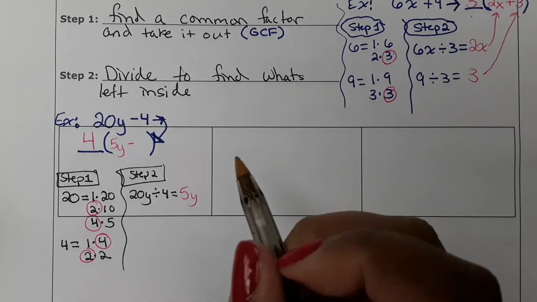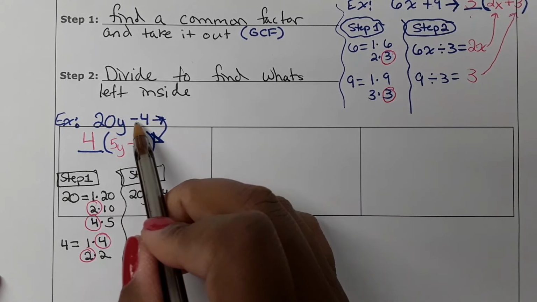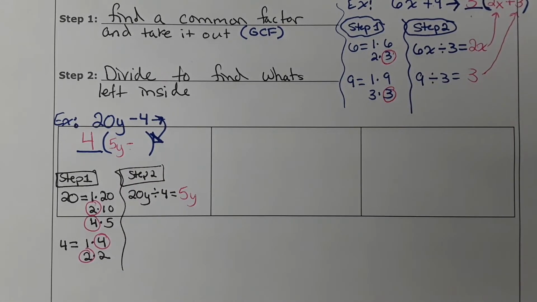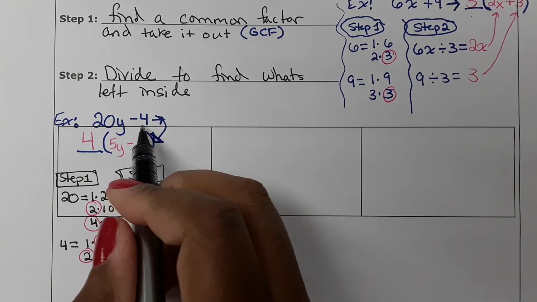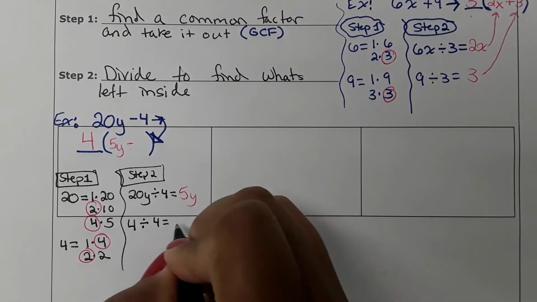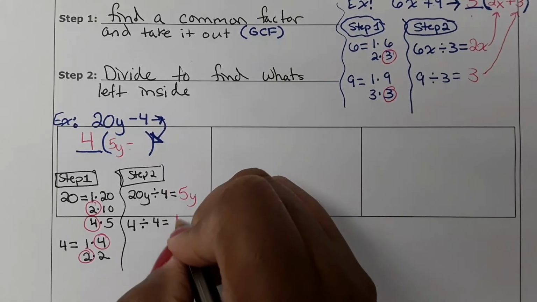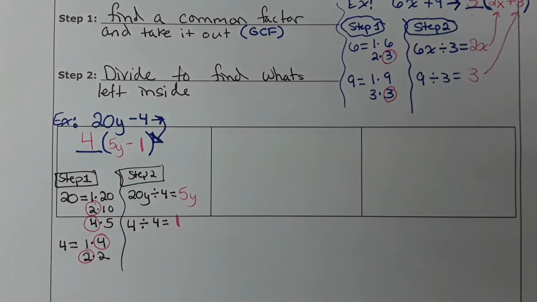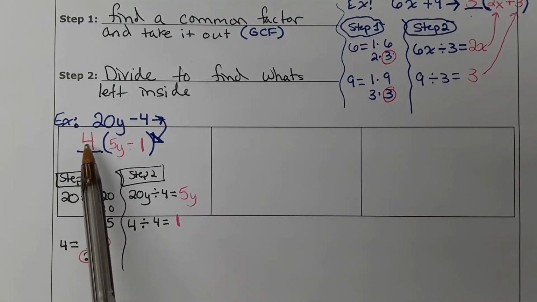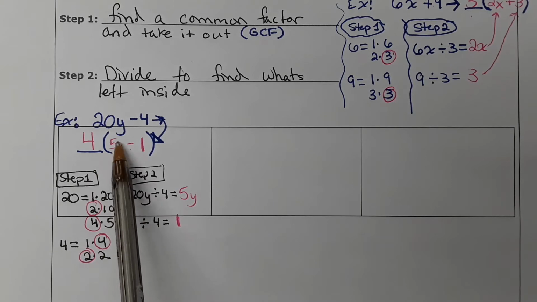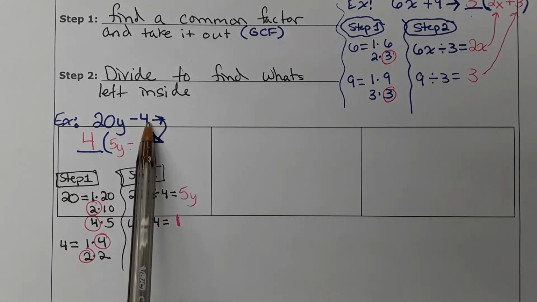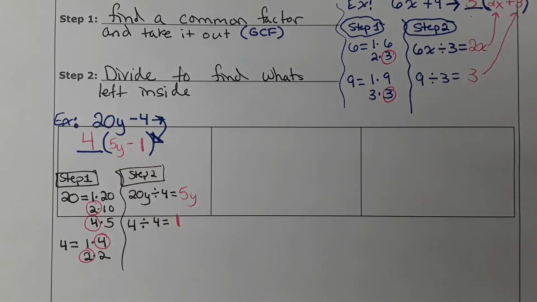Okay, so I was subtracting in the initial expression, so I need to keep subtraction there. And now I go to my next term. It was 4. So 4 divided by 4 is 1. So 1 stays inside. Now to check your work, you would just do the distributive property. You would say, if I share out this 4 times 5y, does that get me back to where I started? Yes, it does. Does 4 times 1 get me back to where I started? Yes, it does. So you know you've done it right.